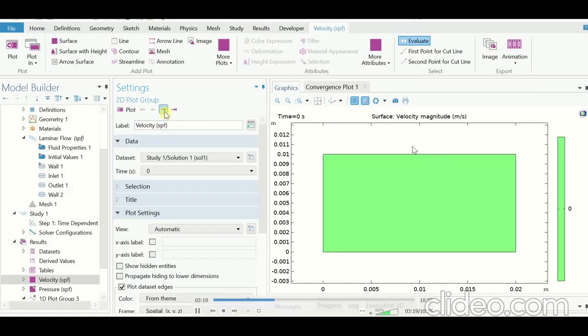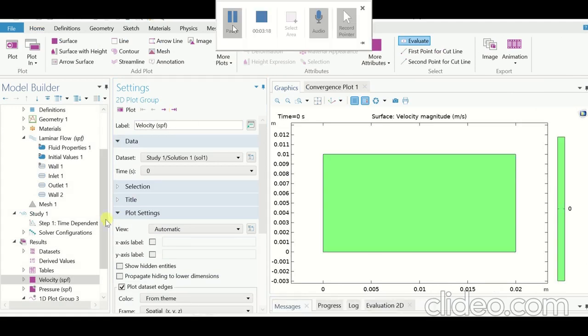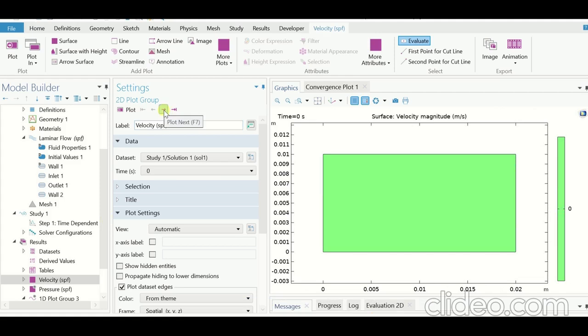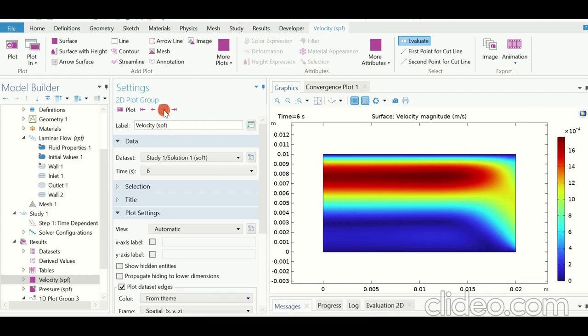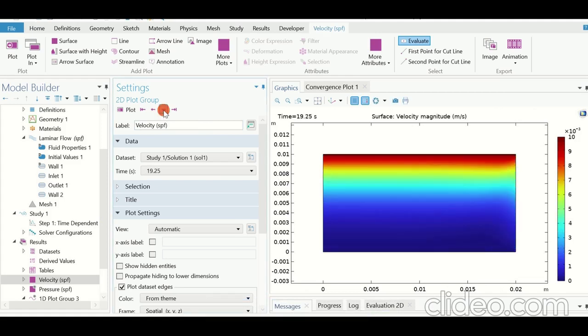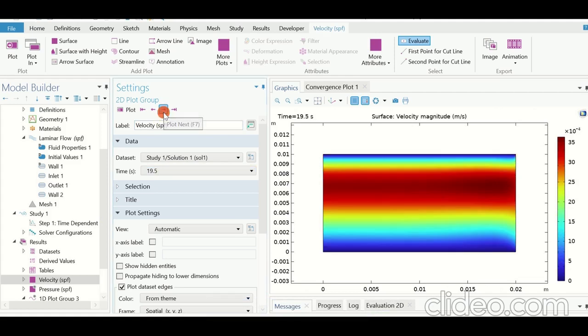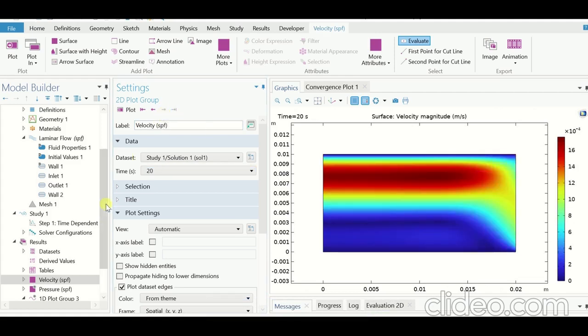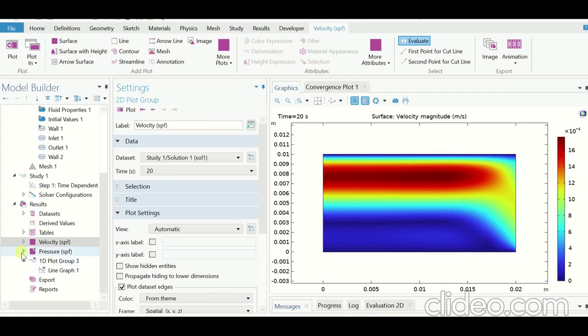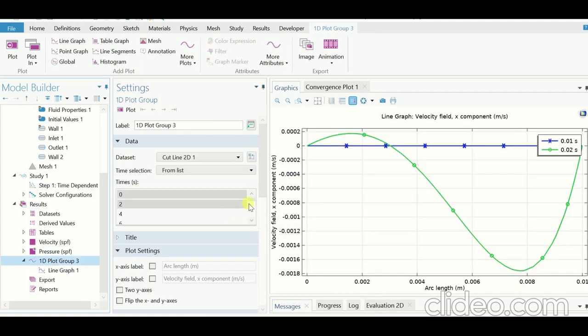So this is the velocity profile at 0 time. Let us see the velocity profile after 2 seconds, 4 seconds, 6 seconds, and so on. And this is the velocity profile for the other range, from 19 to 20 with an interval of 0.25 seconds. We can also see the line graph. Just go to the 1D plot group and then select the time interval, which is 19 to 20.